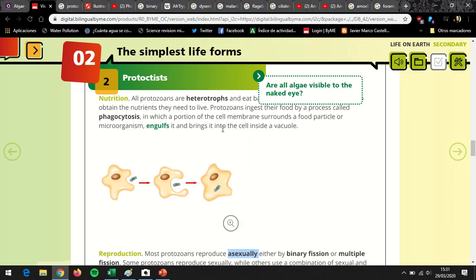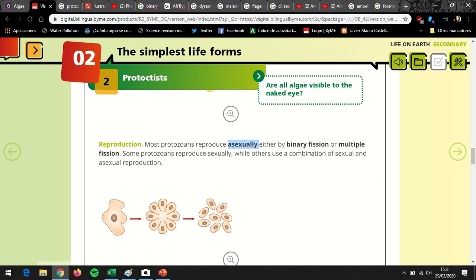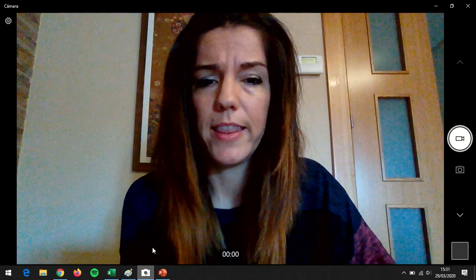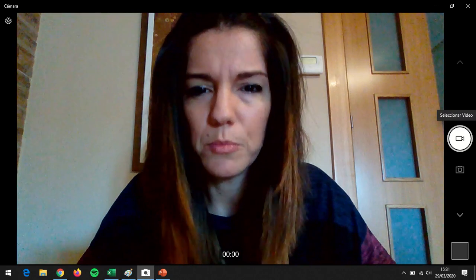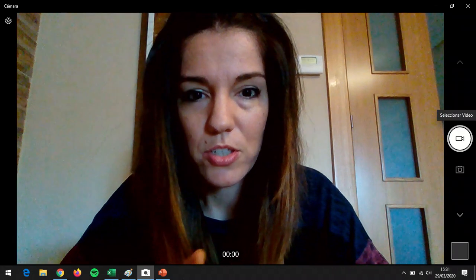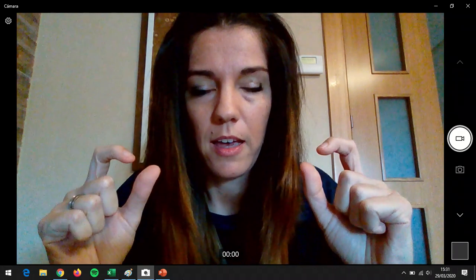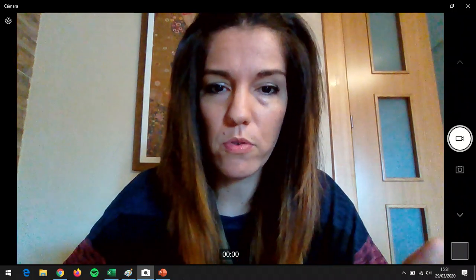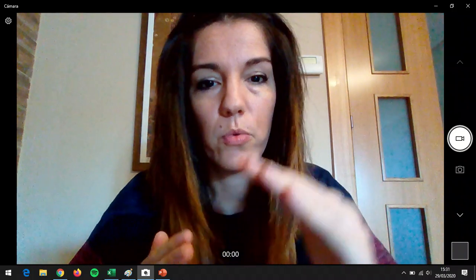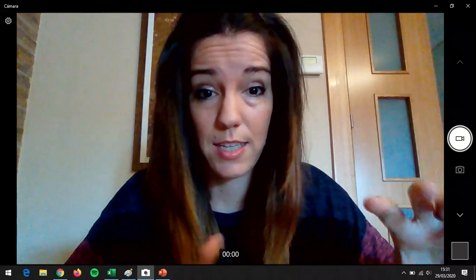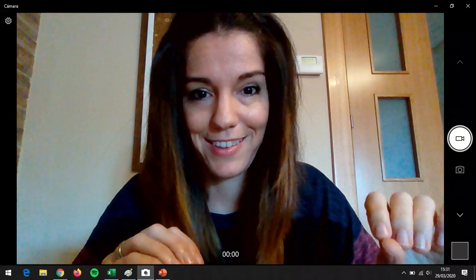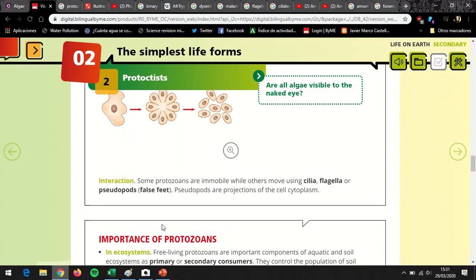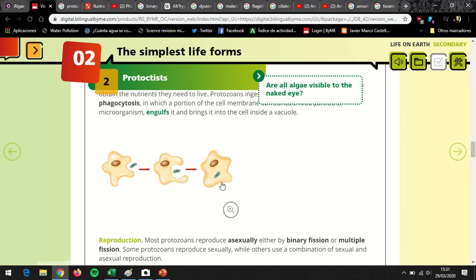Good. So nutrition heterotrophic, reproduction asexual by these two processes. What happens with interaction? Well, in this case, we're starting to have organisms that move a lot. And the interaction is going to be the key point which we're going to use to classify protozoa. So depending on how they move and how they interact with their environment, we're going to have the classification that we're going to see in some minutes, okay? So keep that there. We will talk about interaction when we arrive to the classification. So vital functions done, okay?